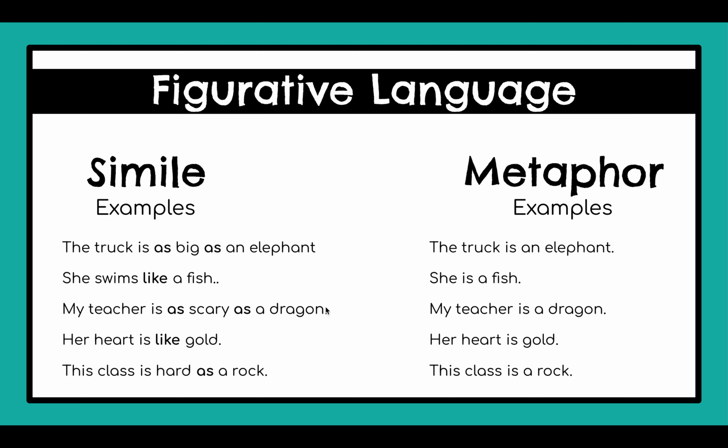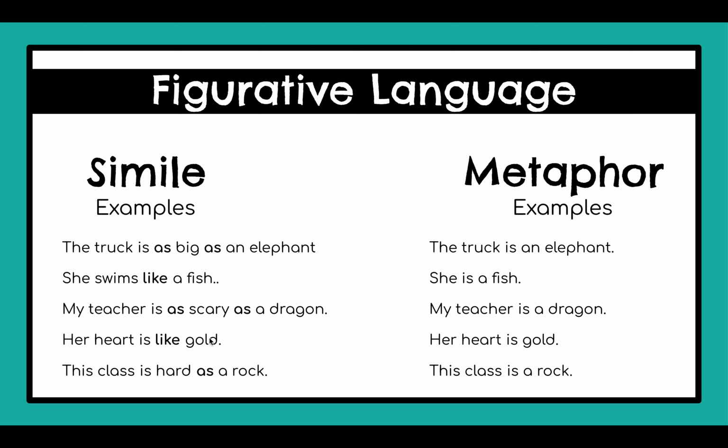My teacher is as scary as a dragon. We see the word as in this sentence, so we know it's our simile, and we're comparing teacher to dragon. What they share in common is that they're both scary. If we look at our metaphor, it just says my teacher is a dragon. Again, we are comparing teacher and dragon, but now we have to find what's similar about them. A teacher can be scary, a dragon can be scary. A teacher can be large, a dragon can be large. A teacher can be mean, a dragon can be mean. So that leaves more for us to find similarities about when we use a metaphor.